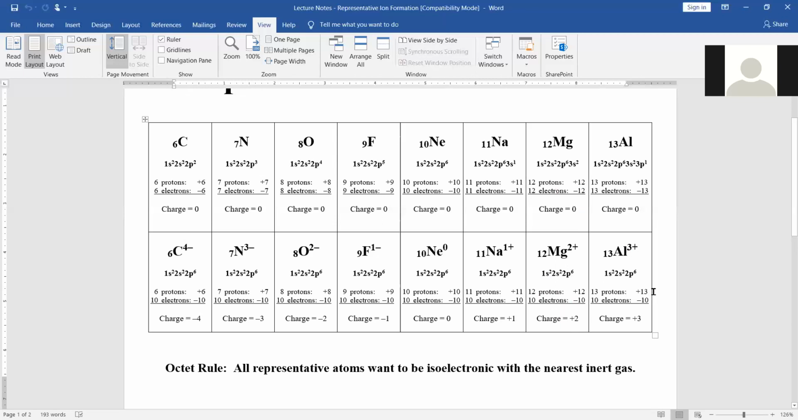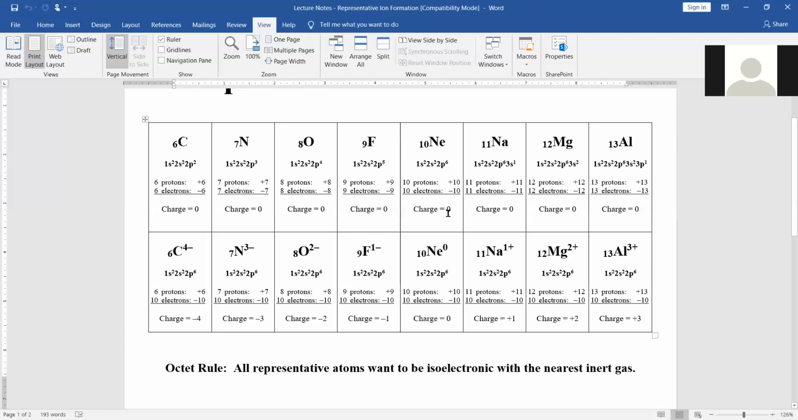Aluminum, 13 positive protons, 10 negative electrons, gives me a net charge of +3. Notice that in each case here, in the bottom row, all the atoms have 10 electrons. So there must be something special about this number 10 that we'll get to in a few minutes. Notice that the number 10 is equal to the number of electrons in the neutral inert gas element, neon.